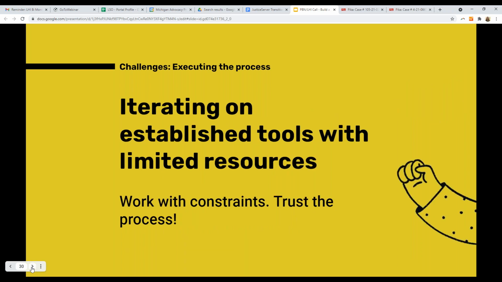Iterating on established tools with limited resources. There are so many great tools that already exist, and I'm sure many of you are updating them and maintaining them as we speak. And so it can definitely be challenging to iterate on those tools, especially with limited resources, whether that be folks who can do this user research, or folks who can help actually create the forms and the surveys, or engineering capacity. So work within those constraints.